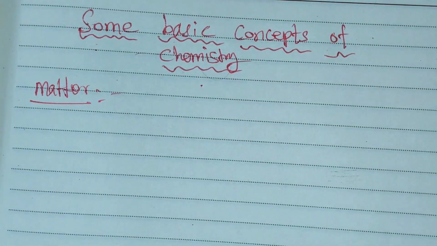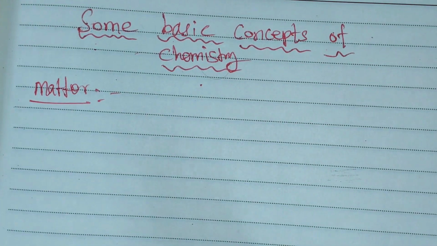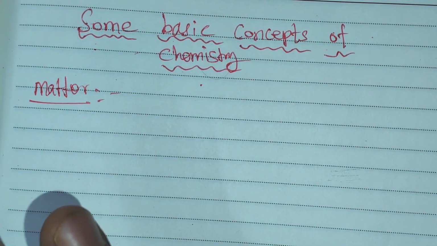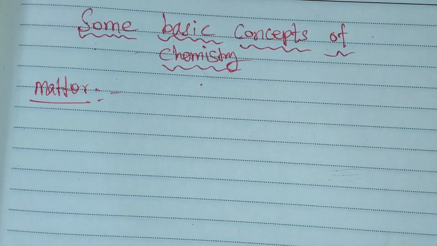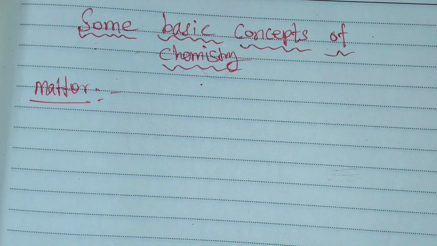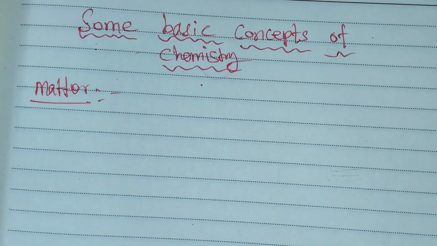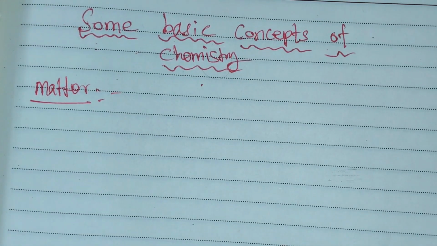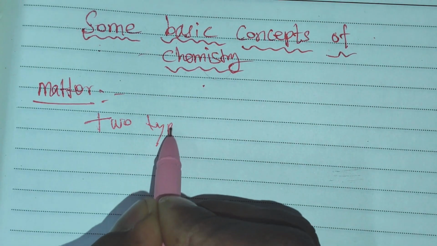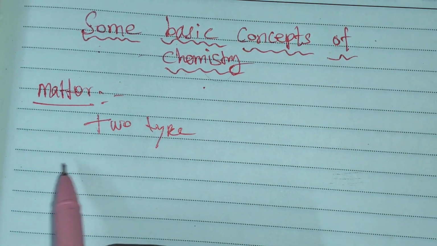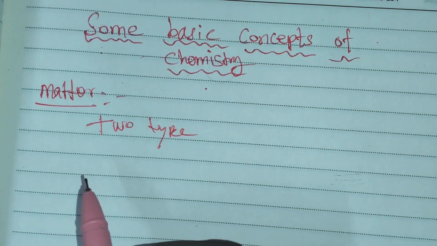Matter is nothing but that which can be felt by our five senses. It possesses a particular mass and also occupies some space. This matter can be classified into two types, based on physical and chemical properties.